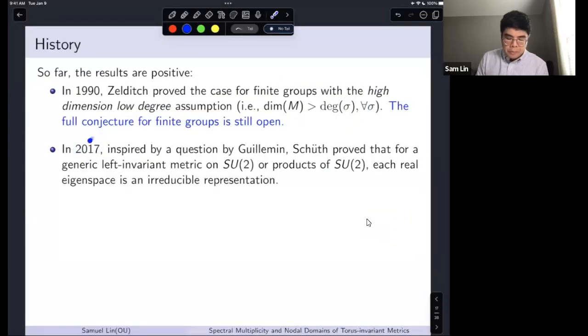In 2017, inspired by a question by Victor Guillemin, Dorothee Schueth proved that for a generic left-invariant metric on SU(2) or a product of SU(2)'s, each eigenspace is an irreducible representation. So in her case, the group G is SU(2) or a product of SU(2)'s, and M is the same as the group G.